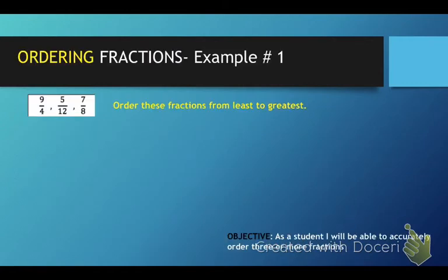So ordering fractions, we have example number 1. You're going to order these fractions from least to greatest. First thing you need to do, we need to find a common denominator. So we have 4, 12, and 8. So that's what we're going to do. We're going to make a list.